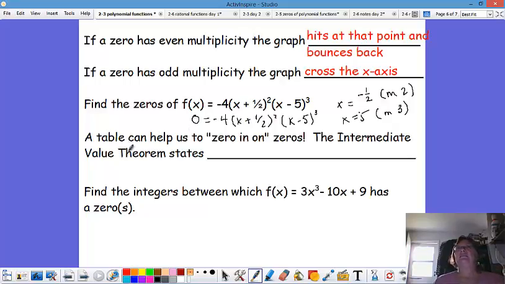The last little hint for today, a table can help you to zero in on, she says, but really it just means focus in on those zeros. The intermediate value theorem sounds like it must be some big important thing, but it says if f of x changes sign, so if the value of y changes sign, then you have passed a 0.